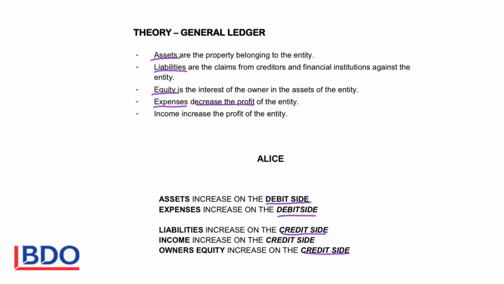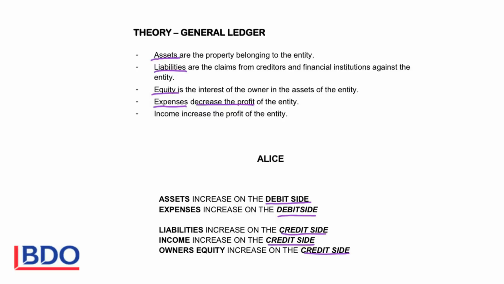Income will increase the profit, so every time the business has an income, the profits of the business will be bigger. Income increases on the credit side and will always have a credit balance.